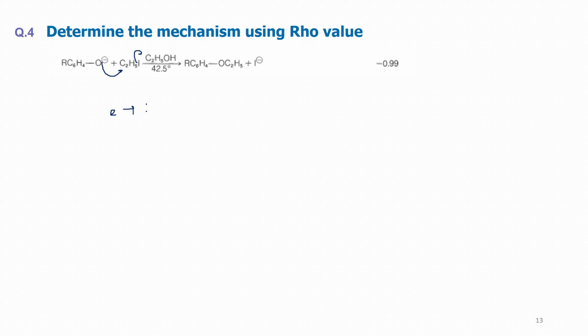If electron flows out of the phenyl ring, that means the rho value will be negative. If electron flows into the ring, then the rho value will be positive.